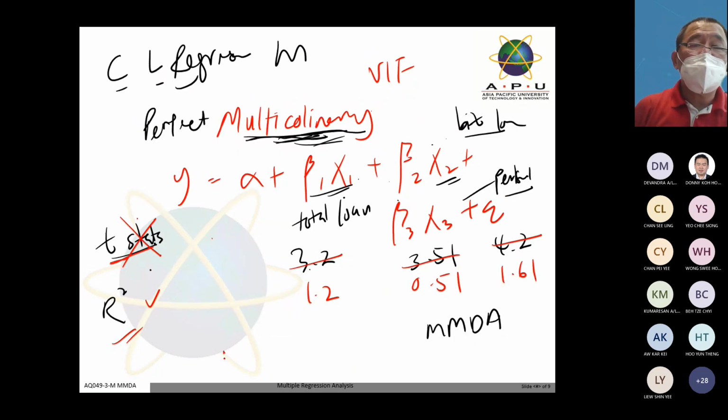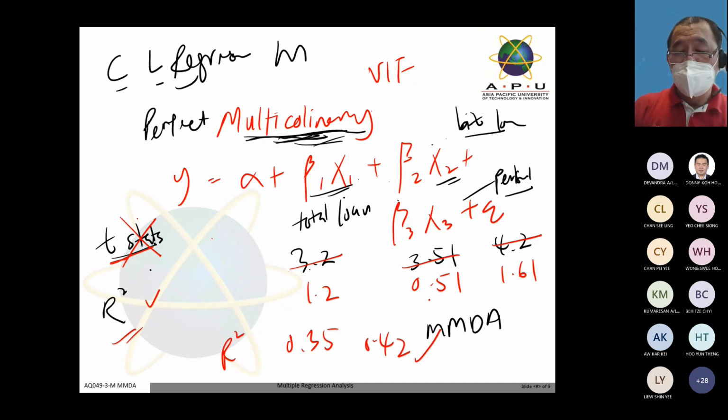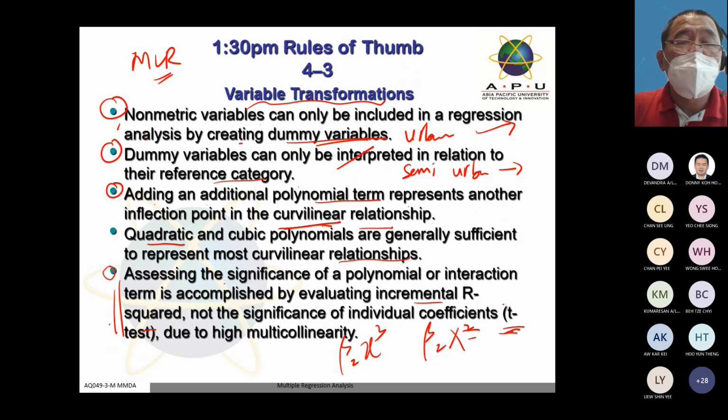Let's say R square increases from 0.35 to 0.42, therefore it's good. Means the overall model is good. But do not look at the individual coefficient, because of the high multicollinearity. So don't worry, we're going to see the VIF.